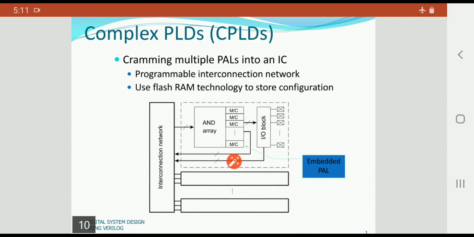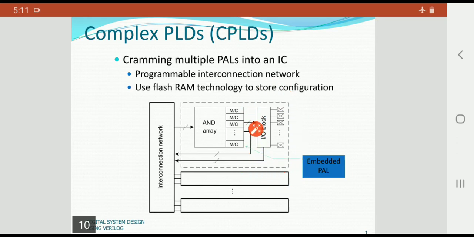function. Then it is connected to the macrocells. So macrocells consist of OR gates, multiplexers, and flip-flops, which allow us to decide whether the output is combinational or sequential. Sequential is nothing but a registered output. Then it is connected to the input output block.